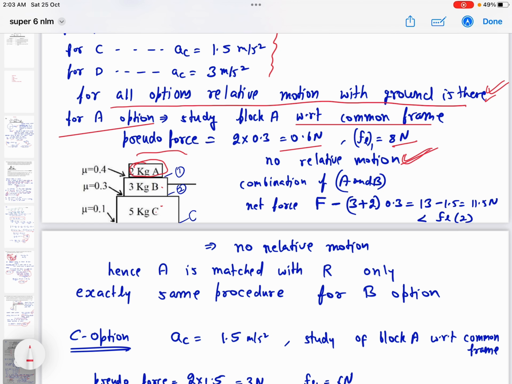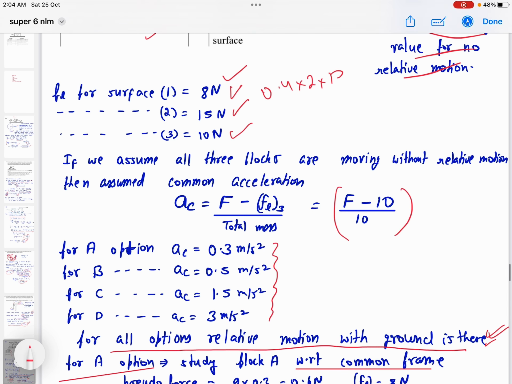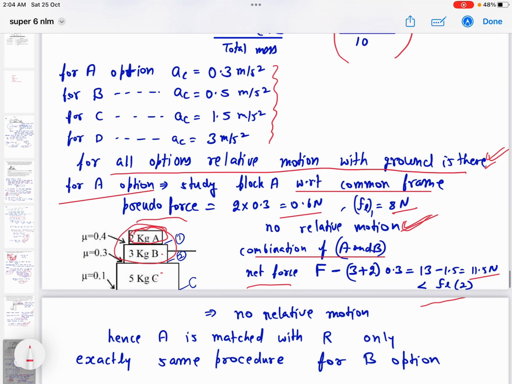Here I am saying let's study the combination of A and B. If I am treating A and B as one block, the net force acting on it, for option A, is 11.5 Newton. Again that is less than the limiting value of surface 2, which was 15 Newton. So it is less, which means no relative motion between B and C also, right? So our first assumption is correct. All three blocks will move together, and their common acceleration is what we had calculated, 0.3 meter per second square, right?